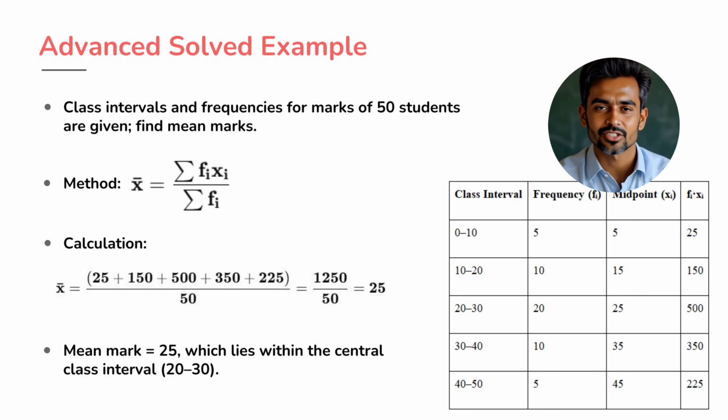Look, it lies right in the middle interval 20 to 30, which fits our expectations beautifully. If marks are weights on a seesaw, 25 is the perfect balancing point, the mark around which everyone's score revolves. And that's how we compute the mean for group data. Neat, logical, and surprisingly simple once you see it in action.